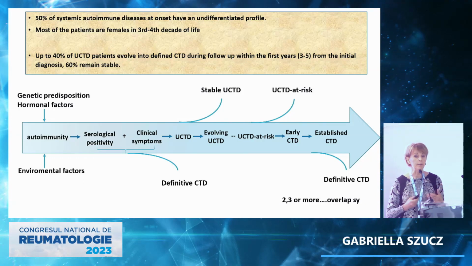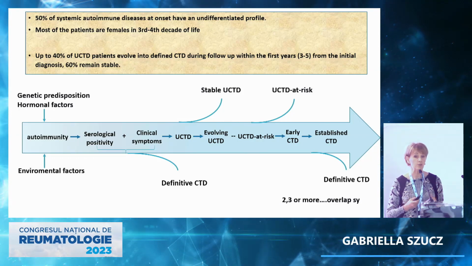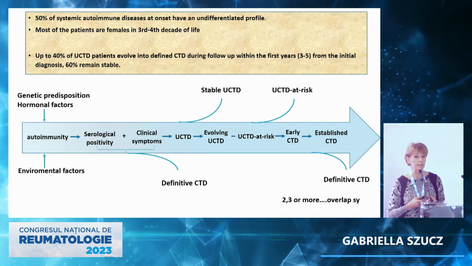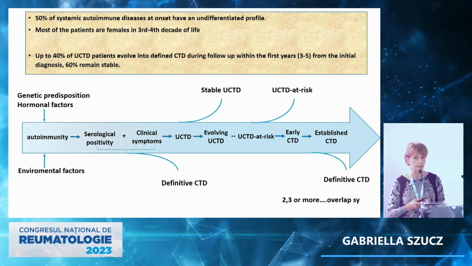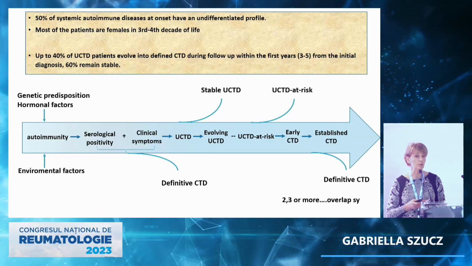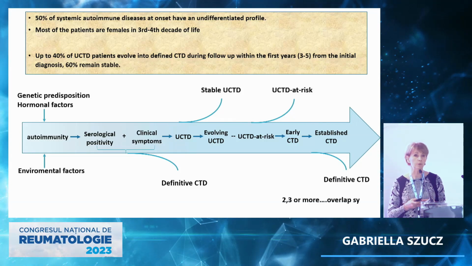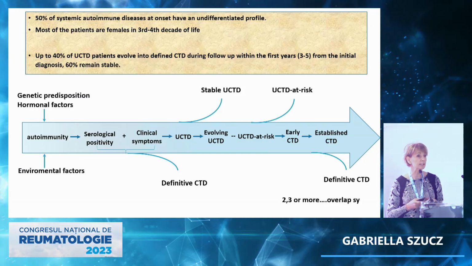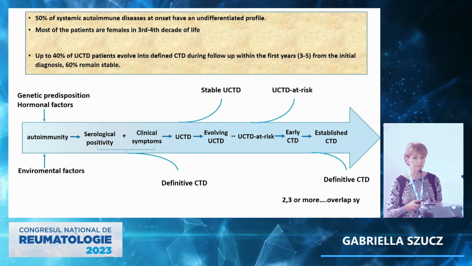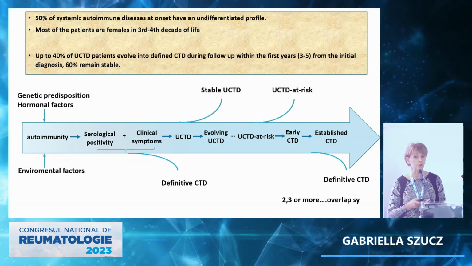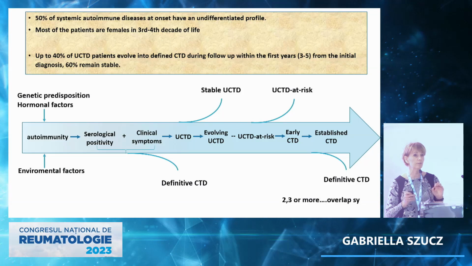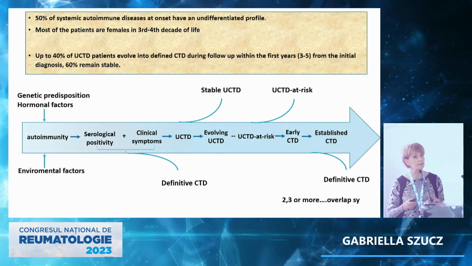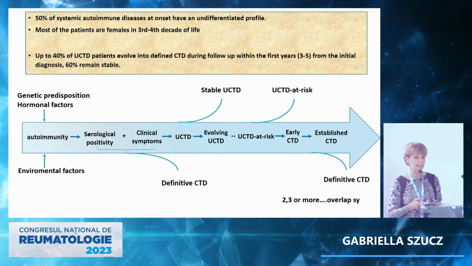What do we know about the undifferentiated state? We know that 50% of systemic autoimmune diseases at onset have an undifferentiated profile. Most of the patients are females in the third or fourth decade of their life, and up to 40% of UCTD patients evolve into definite connective tissue disease during follow-up, within the first 3 to 5 years from the initial diagnosis, and more or less 60% remain stable.